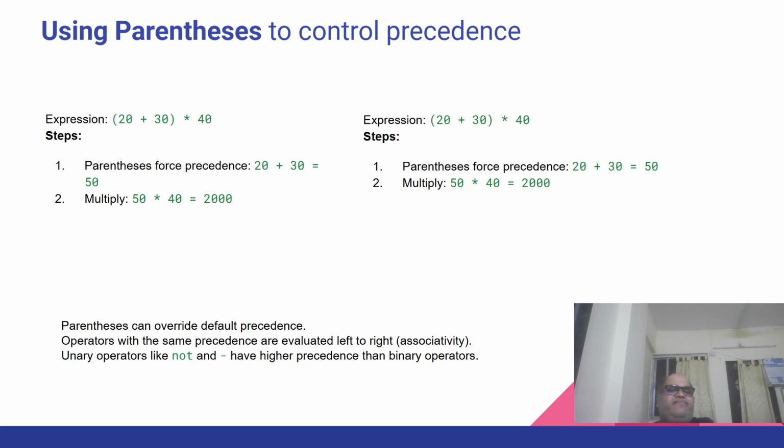So what about 20 plus 30 in brackets and then into 40? What will happen? The parenthesis will be evaluated first. You get 50, multiply by 40, you get 2000. Parenthesis can take precedence over anything else.